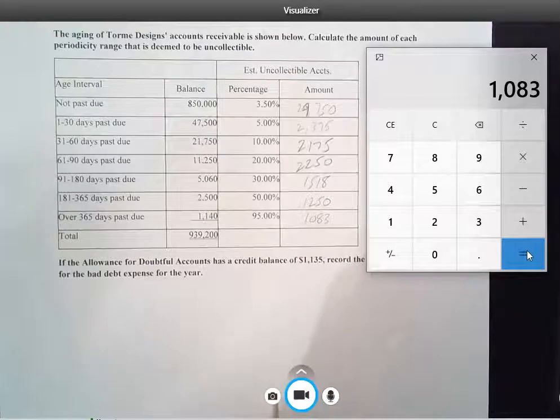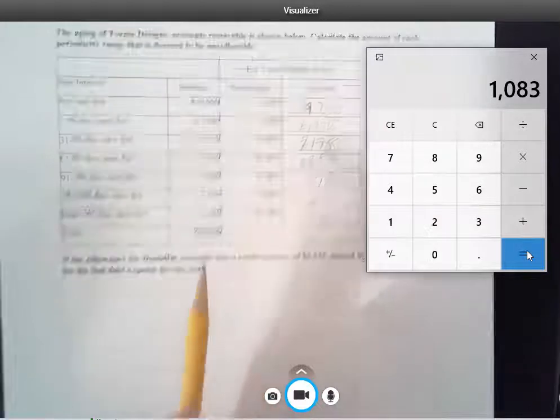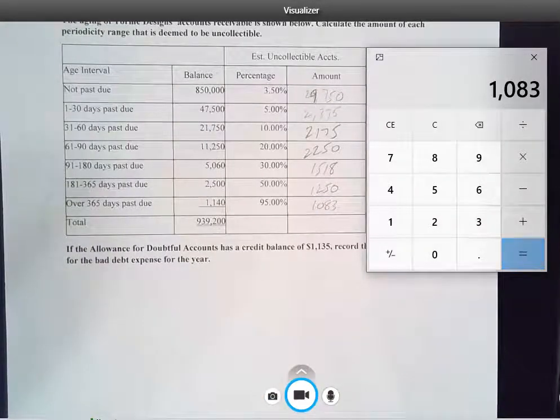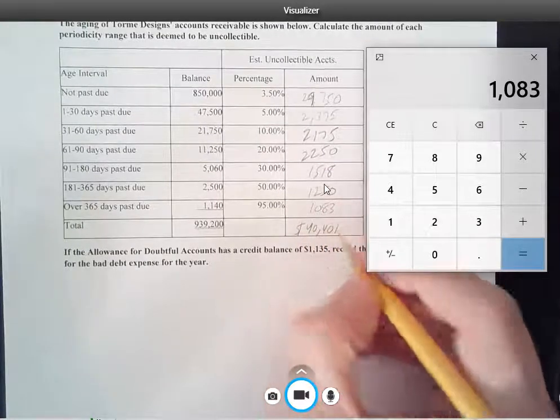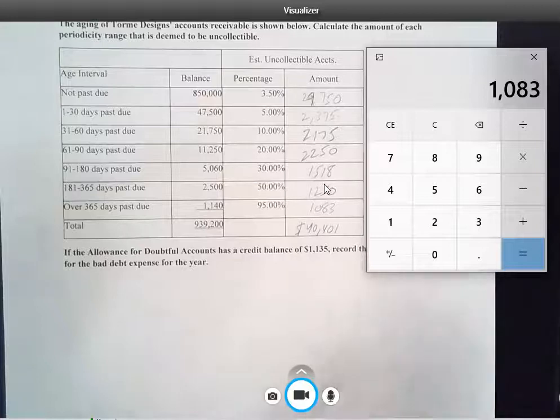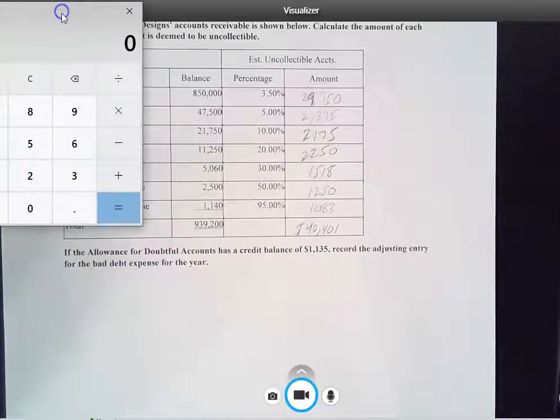Okay. So what we're saying is we have total receivables on our balance sheet of $939,200. We estimate that of this amount, if we sum all of these items here, and I've done this in advance, we come up with $40,401 that is estimated to be uncollectible. Okay. So let's move this over here for just a moment.